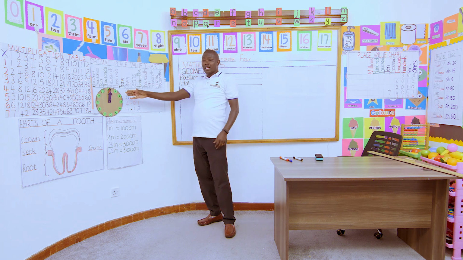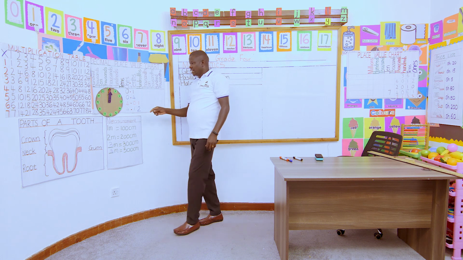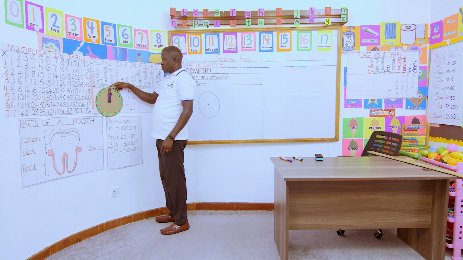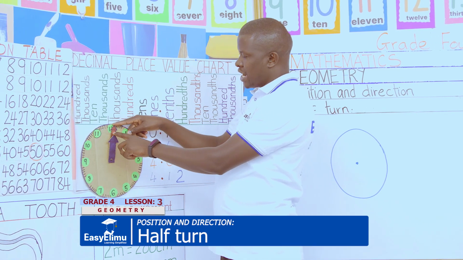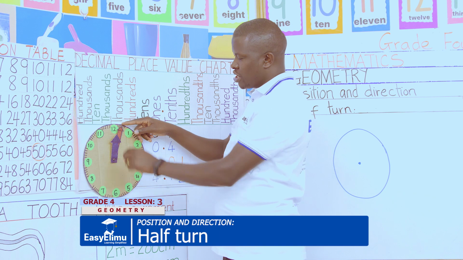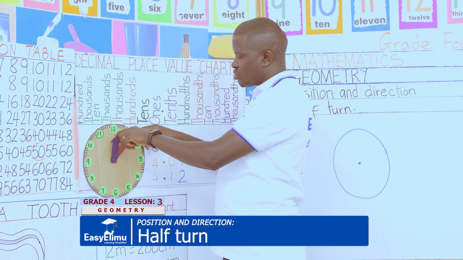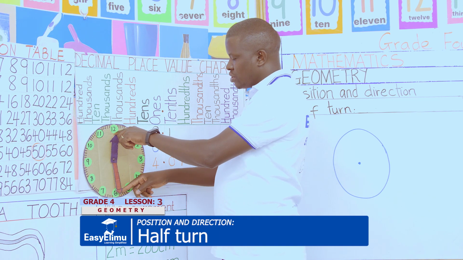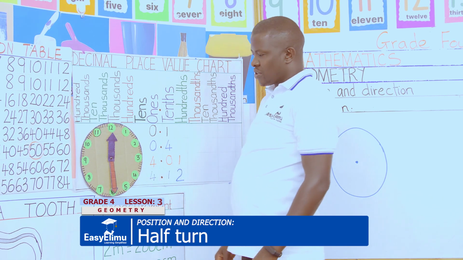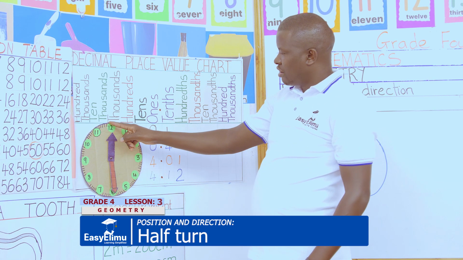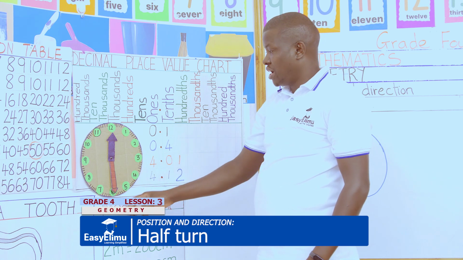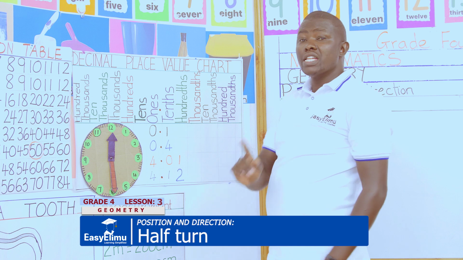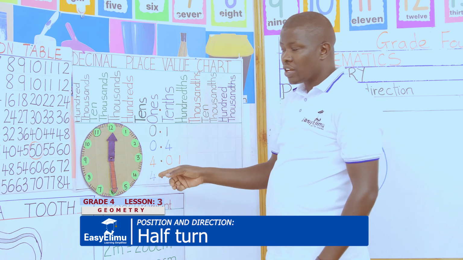And now, using our clock face, can we try to make a half turn? Make sure you are holding your minute hand and the other one is stationed at 12. So for us to make a half turn, we have to move clockwise until we get to 6. That is halfway. From 12 all the way until 6, we have made a halfway. This is a half and this is a half. We have made a half turn in the clockwise direction.